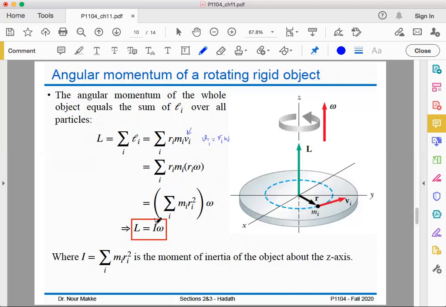But actually, if you just have a look at this expression, and if you still remember, the moment of inertia of a given rigid body is defined by the sum over i of Mi Ri squared. We saw this in chapter 10 as well, when we talked about rotation in general.